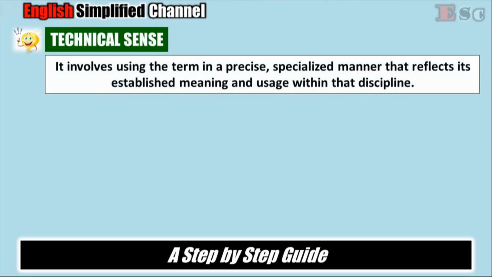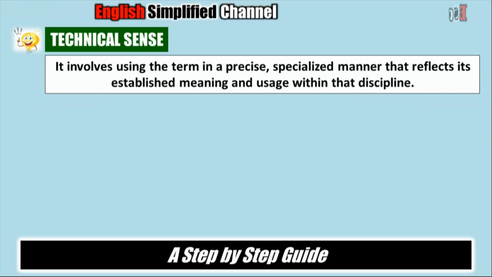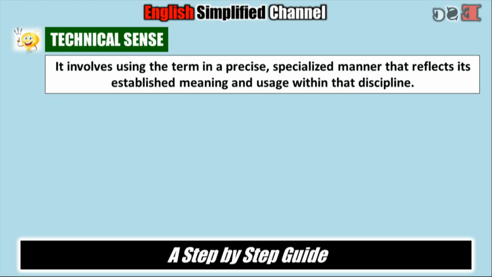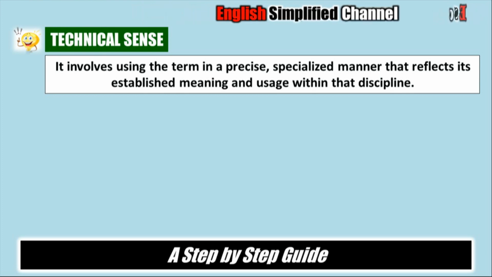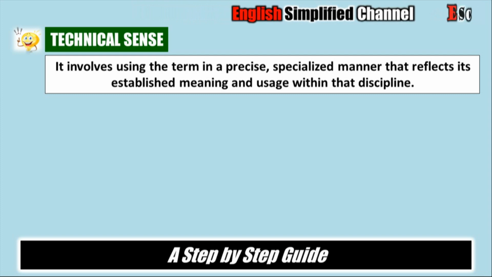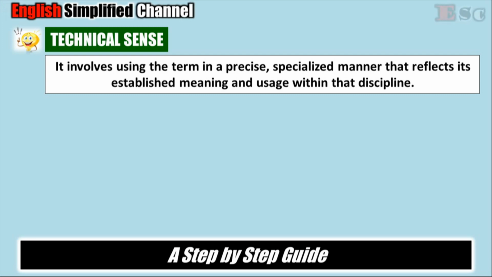1. Technical sense. In the context of academia and scholarly work, using a term in a technical sense means adhering to its specific definition or understanding within a particular field of study. It involves using the term in a precise, specialized manner that reflects its established meaning and usage within that discipline.